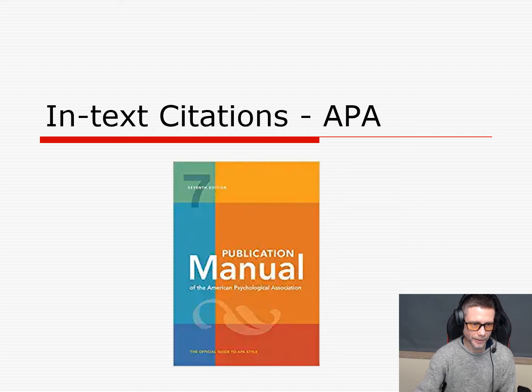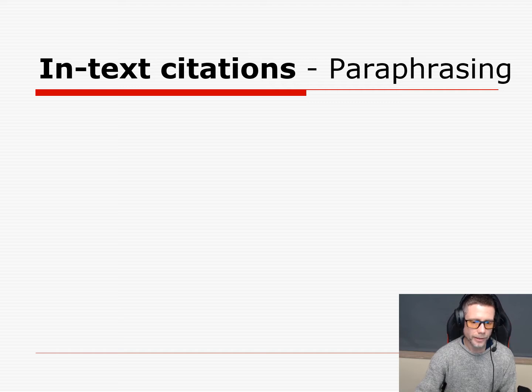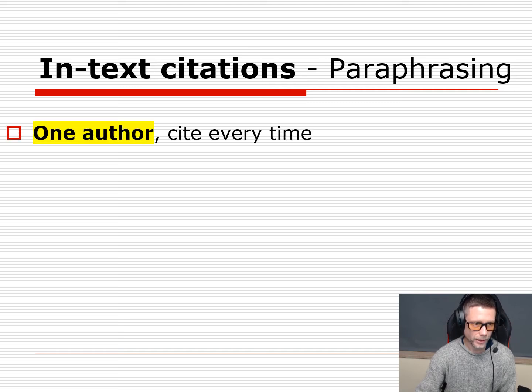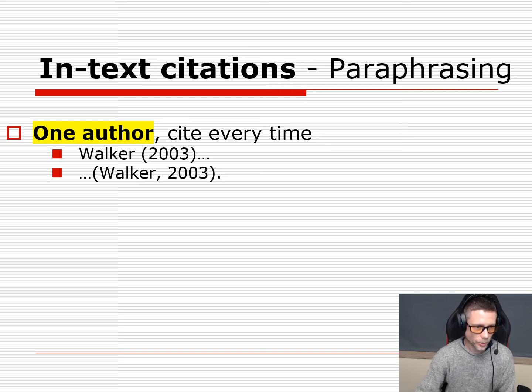Let's talk about in-text citations: defending what you are stating with sources, with evidence. If you are paraphrasing some information from a source that has one author, you cite it every time. You can start a sentence with the author's last name and the year of the publication, and so you can say Walker (year) noted that, and fill in the blank, or you can provide some information and defend it with the Walker citation. So that's with one author.